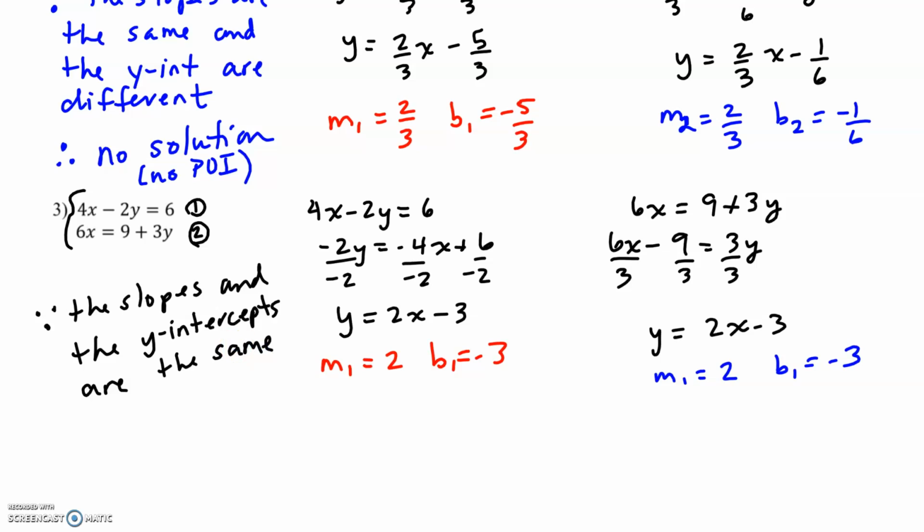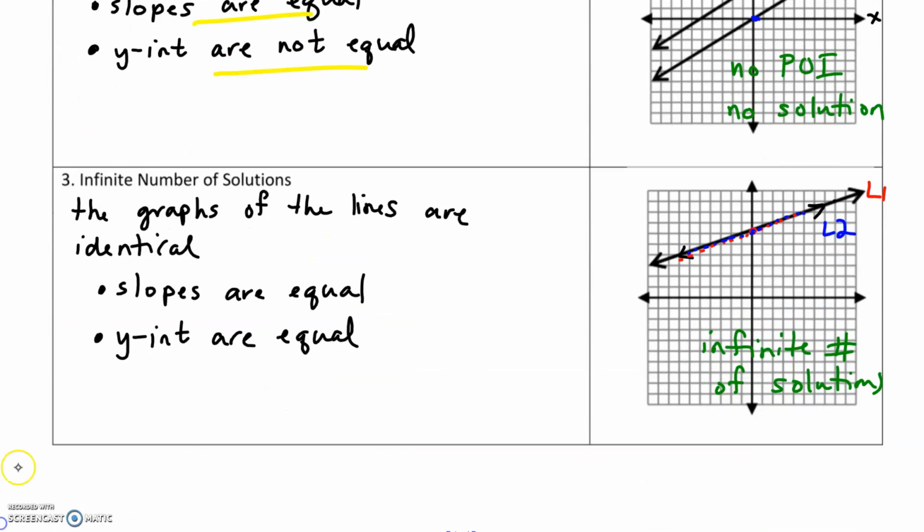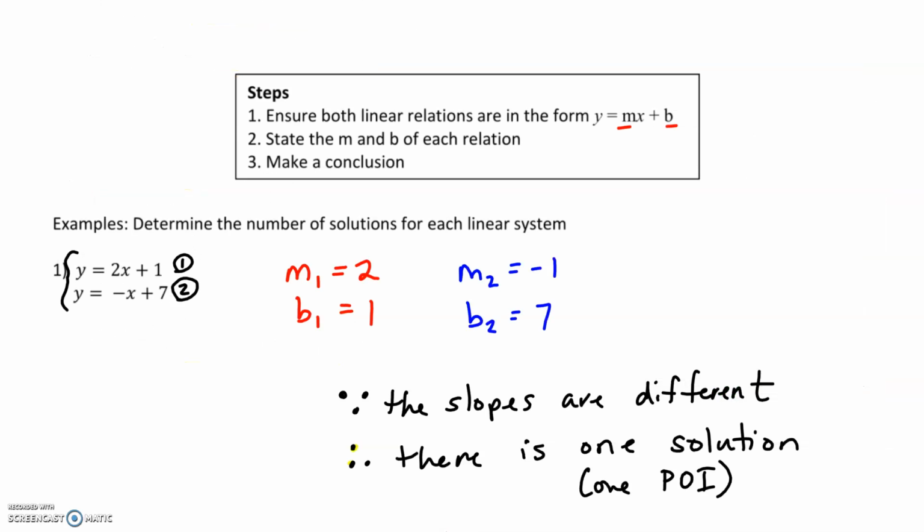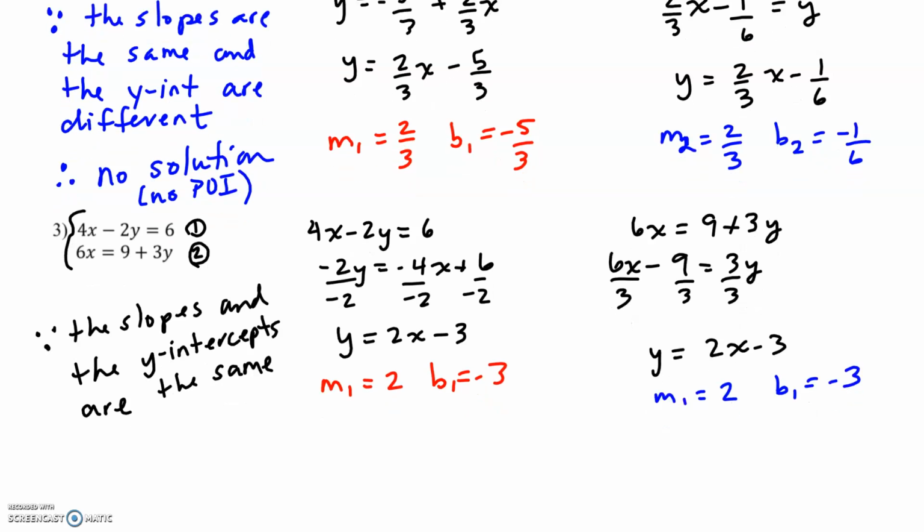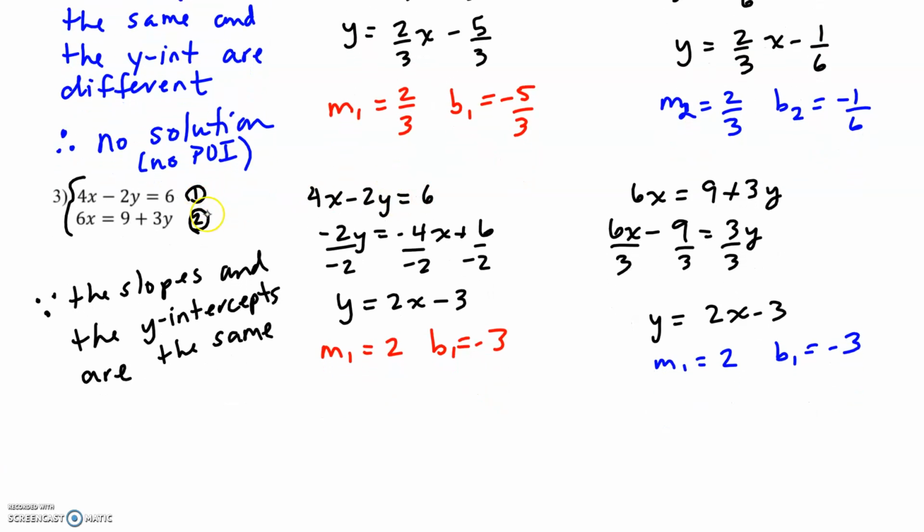Okay, and I have noticed my writing is getting pretty bad here. Hopefully you're understanding it. Okay, since the slopes and the intercepts are the same, if we go back and look at our chart to help us, when we have slopes are equal, y-intercepts are equal, so slopes are the same, y-intercepts the same, infinite number of solutions. So that means it's the same line. If we were to graph both of these lines, line 1 and line 2, we would get the exact same line. So therefore, we have infinite number of solutions.